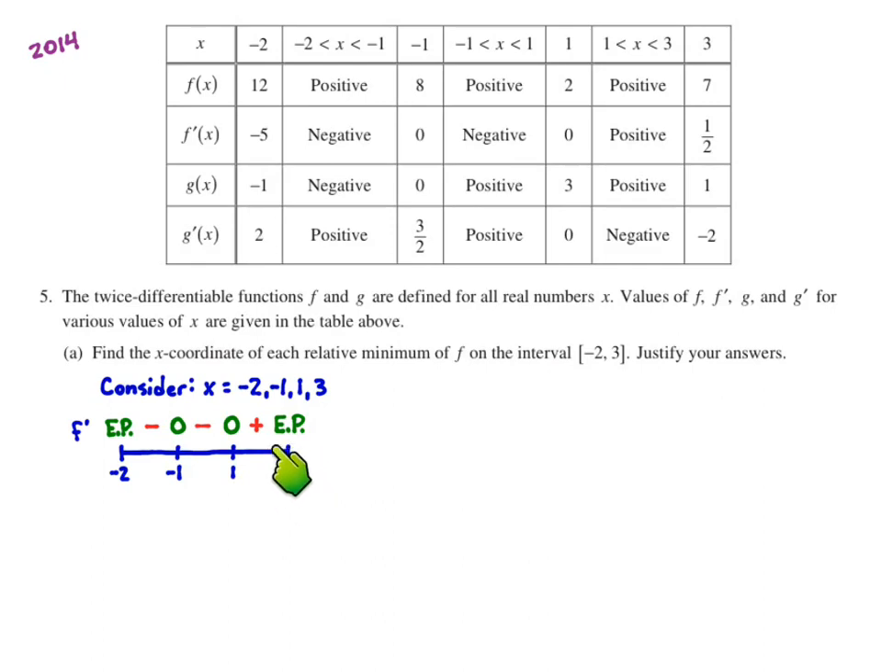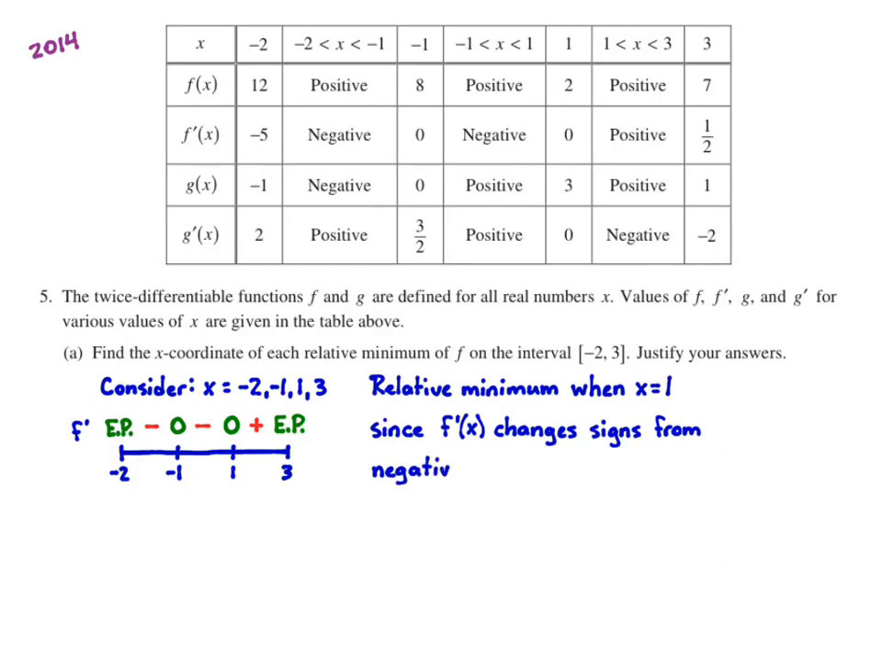And then at x equals 3, we can see that f prime is positive right before it, which means f is increasing to the endpoint, which would imply you have another relative maximum there. So really we only have one relative minimum, and that is when x equals 1. And the justification would be since f prime changes signs from negative to positive at that point.